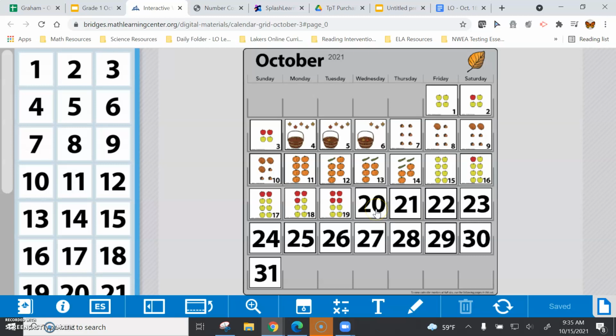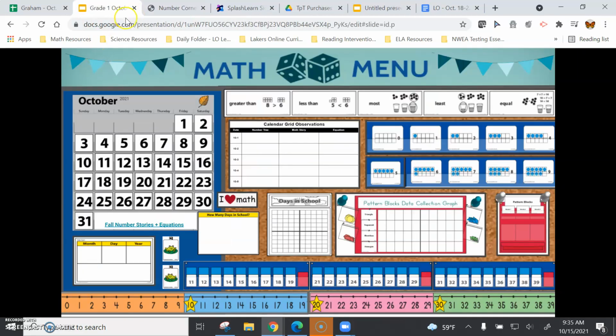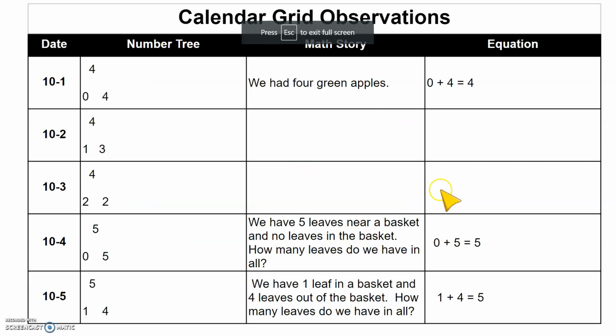We've seen a lot on our calendar. What do you think we'll see today? Let's find out. Whoa! We're back to leaves again. And if we look at this closely, we have 1, 2, 3, 4, 5, 6, 7, 8, 9 leaves. 9 leaves today, and none are in the basket. So we can very quickly go to our calendar grid.